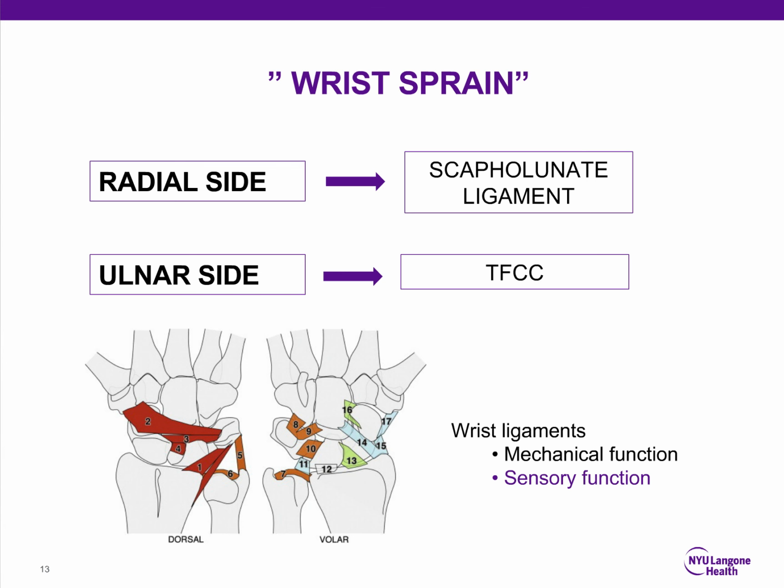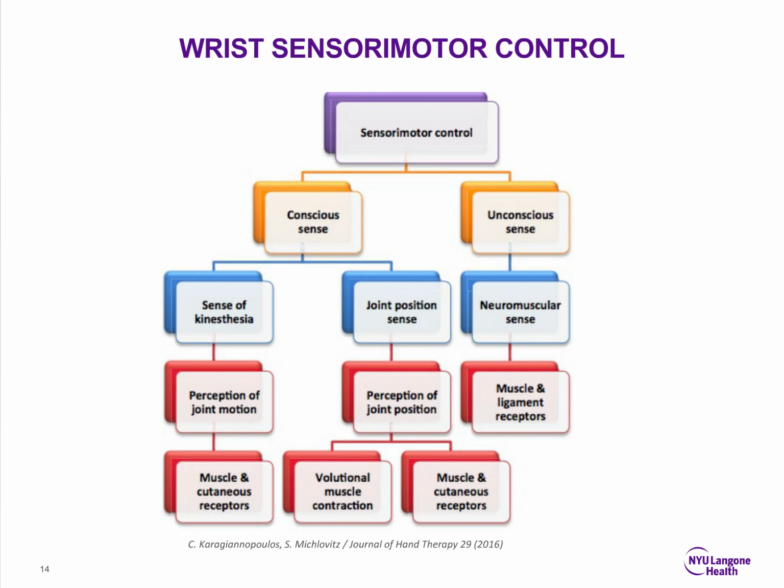In the last 15 years, we have learned a lot about wrist ligaments, and we now know that they are more than a mechanical restraint. They have more than a mechanical function. They have a sensory function, specifically a proprioceptive function. So we know that the scapholunate ligament has a lot of mechanoreceptors, and the TFCC, especially the palmar radio-ulnar ligament and the dorsal radio-ulnar ligament, have more than a mechanical function, and they have a proprioceptive function.